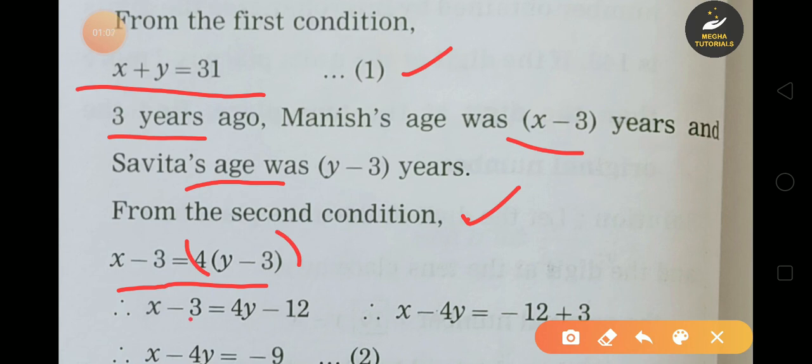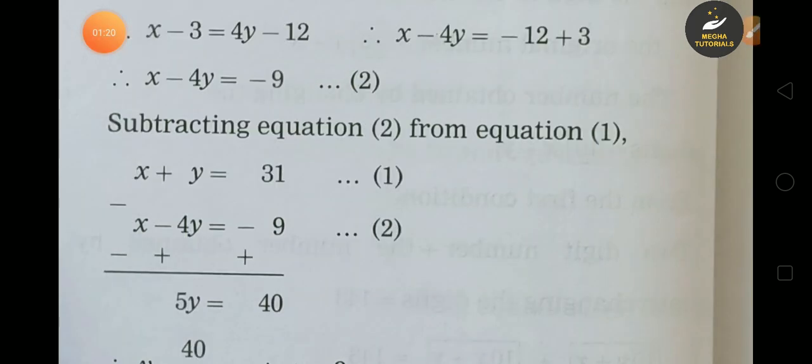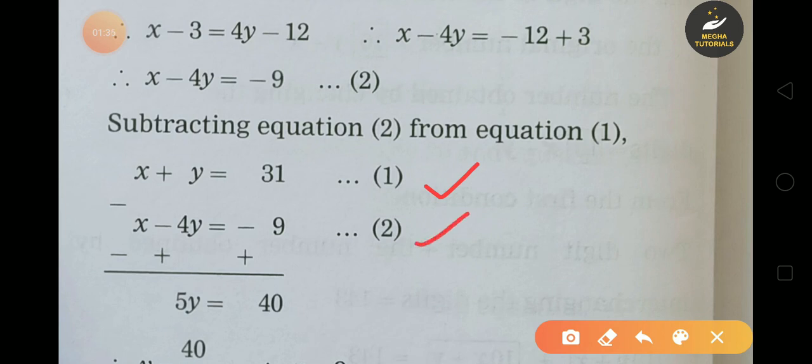Then transpose 3 on RHS and 4y on LHS. So you will get x minus 4y is equal to minus 12 plus 3. That is x minus 4y is equal to minus 9, equation 2. Subtract equation 2 from equation 1. Okay. So we'll get x plus y is equal to 31, equation 1, minus x minus 4y is equal to minus 9, equation 2. In this case we will eliminate x.